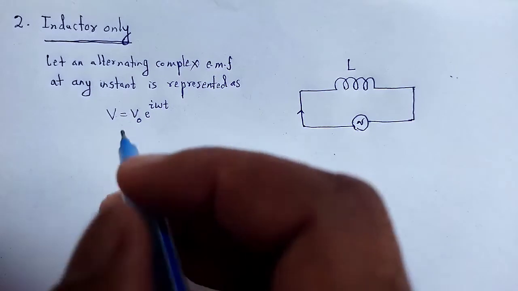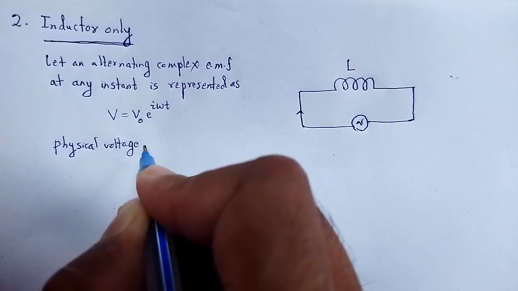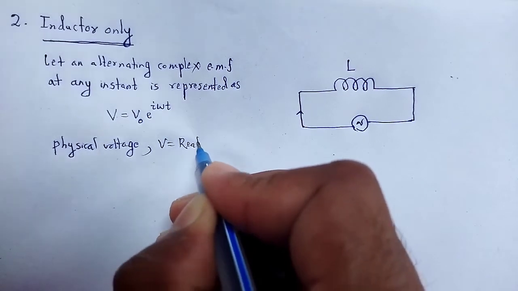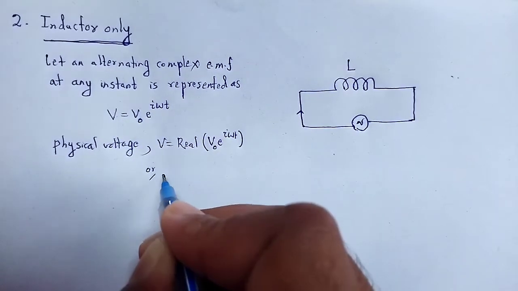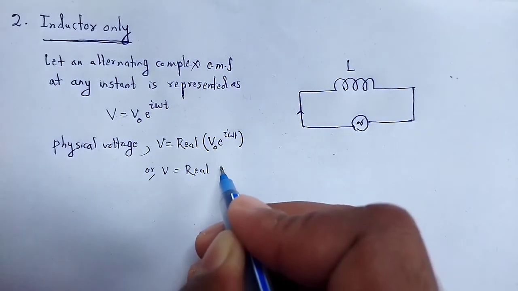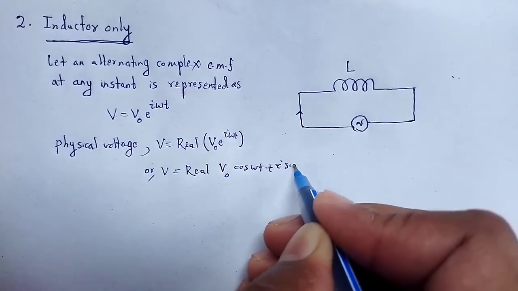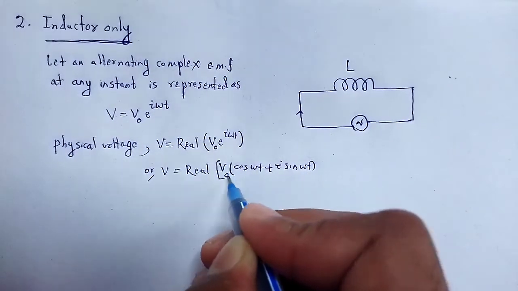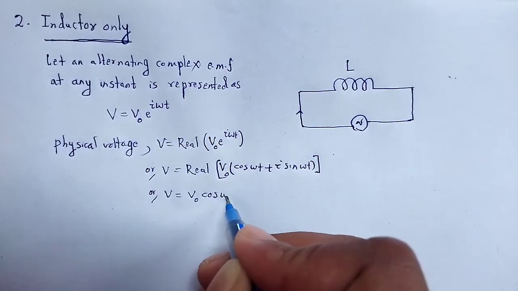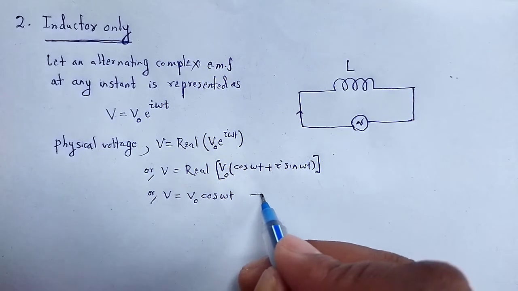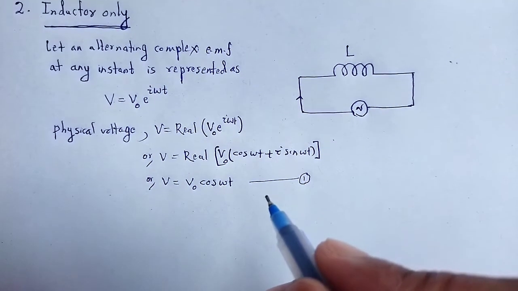So, the physical voltage V is equal to the real part of V naught e to the power i omega t, or V is equal to real part V naught, that is cos omega t plus i sin omega t, the real part of that equation, that is V naught cos omega t. Equation number 1.